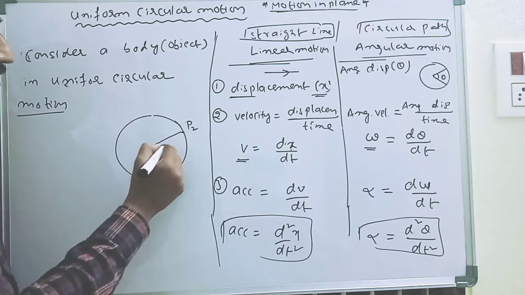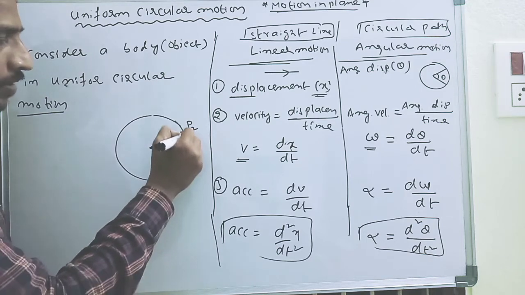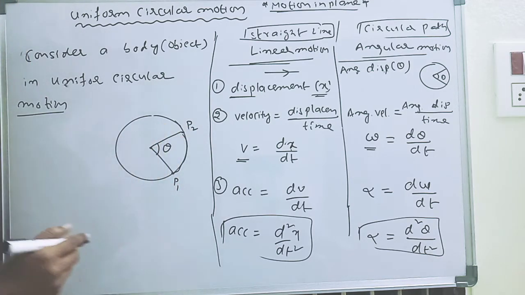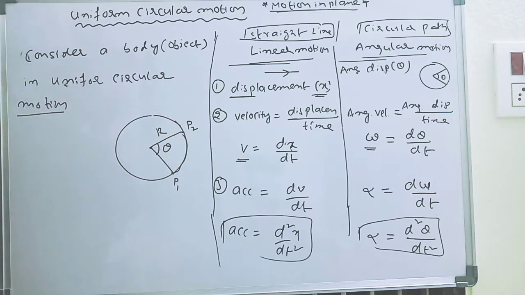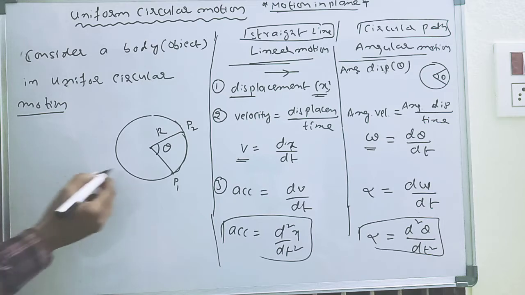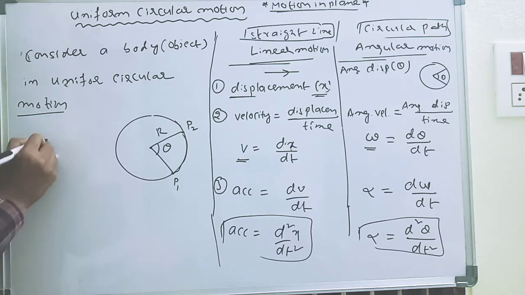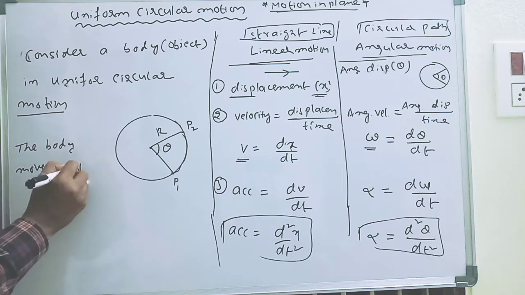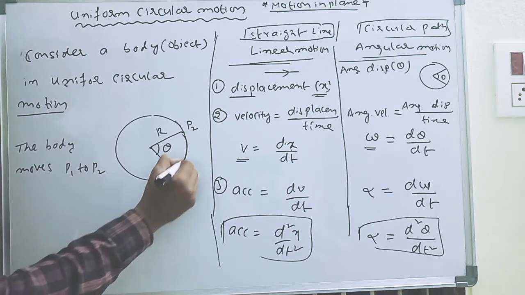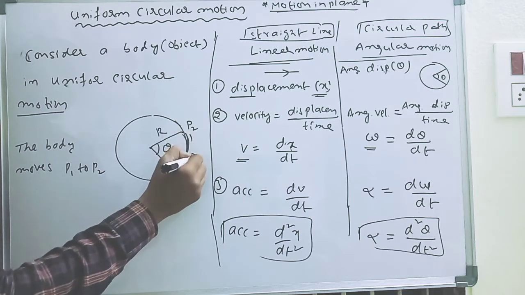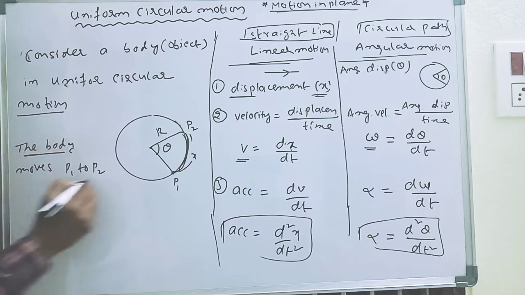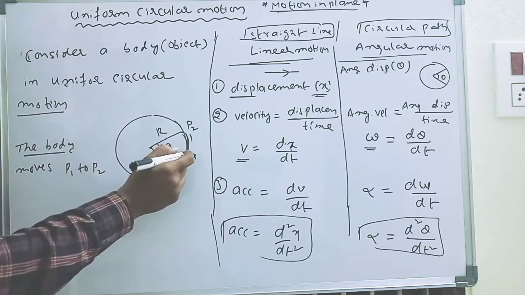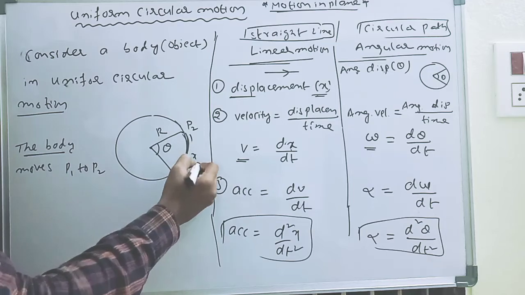So the body travels from P1 to P2. The angle is theta. The circular path radius is r. So the body moves from P1 to P2. What is P1 to P2? P1 to P2 is the linear displacement. Okay, so therefore the linear displacement is x.